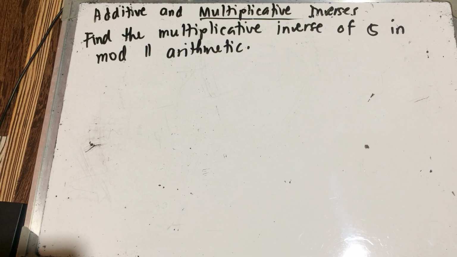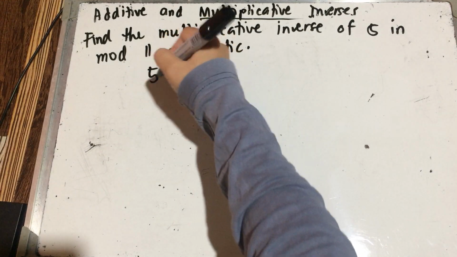Okay, so let us have another example. We need to find the multiplicative inverse of 5 in modulo 11 arithmetic. So you have to determine first the modulo. We have 11, so that is the value of n. And then ang hanapin natin is the multiplicative inverse of 5.